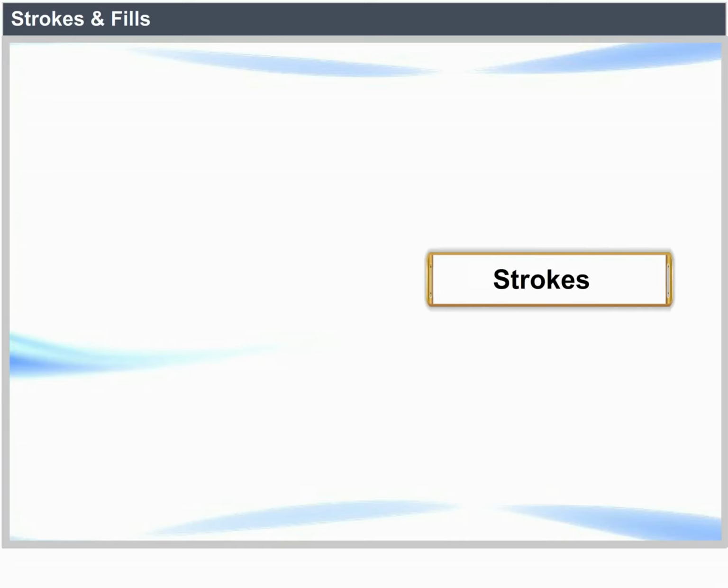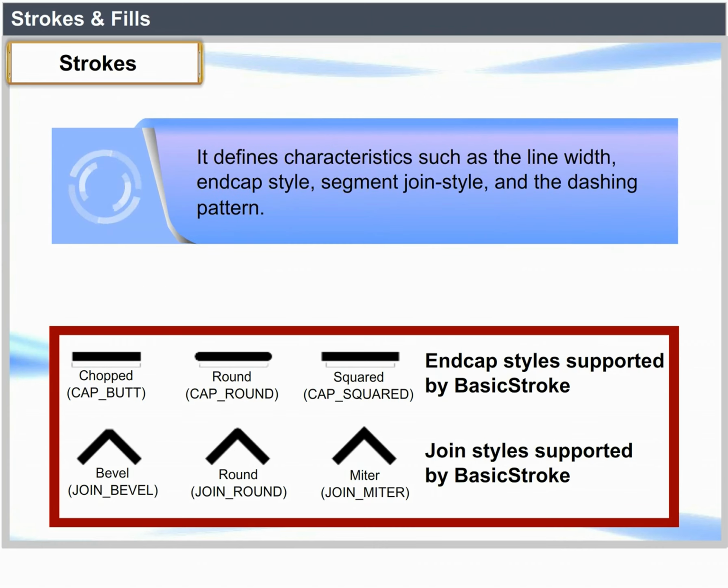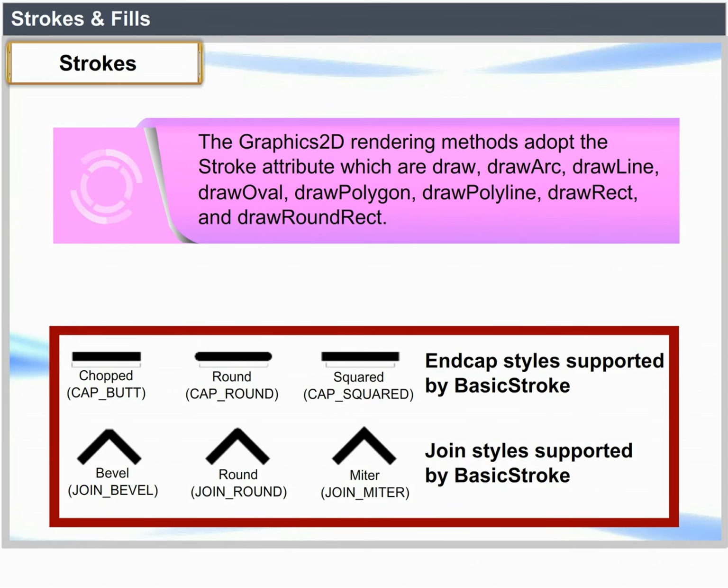Strokes and fills. Strokes. A BasicStroke object is used to define the stroke attributes for the Graphics2D context. It defines characteristics such as line width, end cap style, segment join style, and the dashing pattern. In order to set or change the stroke attribute in the Graphics2D context, you call setStroke. The Graphics2D rendering methods that adopt the stroke attribute are draw, drawArc, drawLine, drawOval, drawPolygon, drawPolyline, drawRect, and drawRoundRect.